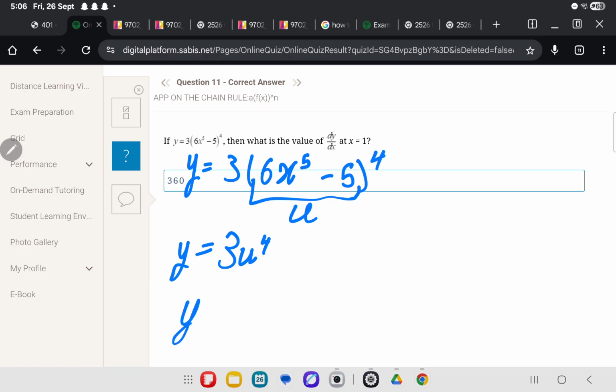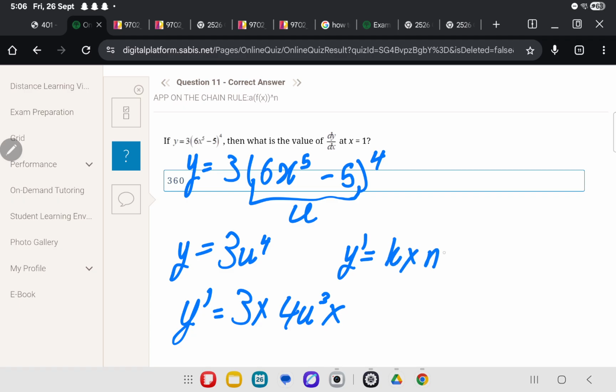Okay, so let me get this right. Now, y prime is going to be 3 times 4u cubed, right? Because I'm deriving 4u. Remember, the rule is y prime equals k times n u to the power of n minus 1 times u prime, right? So now I finished these two parts, tick and tick. I have this part left, u prime. U prime is very easy to derive. 5 times 6, 30, x to the power of 4. The minus 5 will differentiate to a 0, so I'm going to ignore it.